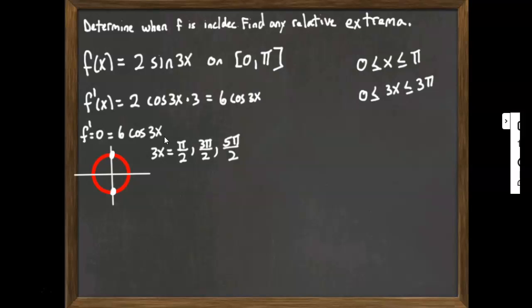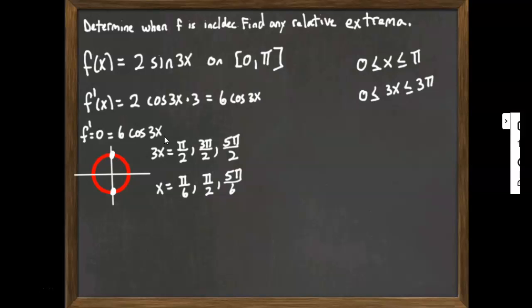And then we just have to solve that for x. So we have to get rid of the 3 to solve for x. We can think of that as divide by 3, or it might be easier to think of it as multiply by 1/3, and we're going to multiply that across each one of those individual equations. So 1/3 times pi over 2 would be pi over 6. 1/3 times 3 pi over 2 would become pi over 2, the 3's will cancel. 1/3 times 5 pi over 2 would become 5 pi over 6. So those are all the places where f prime is 0.